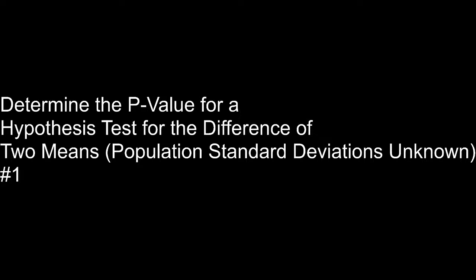This video is on the objective: determine the p-value for a hypothesis test for the difference of two means, with the population standard deviations unknown. That means you're going to be working with the student's t-distribution with so many degrees of freedom. Let's take a look at this first question.